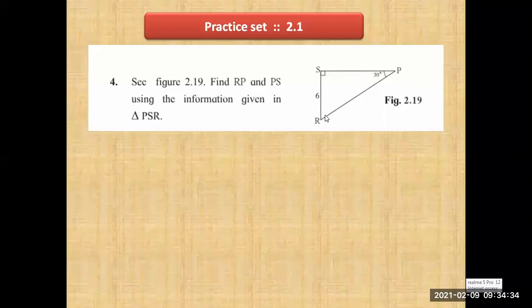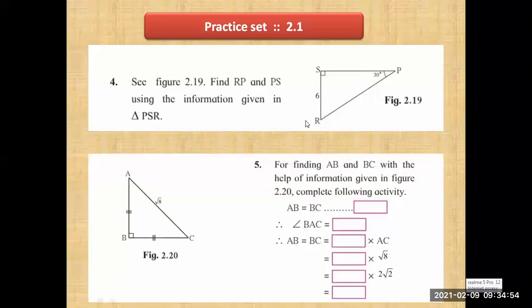So hypotenuse is PR, right? So we get SR is equal to half of PR. But SR is 6, so PR is equal to 6 into 2, that is 12. You can also find it using root 3 by 2 times. Here we get PR, that is 12. So we also find the value of SP.